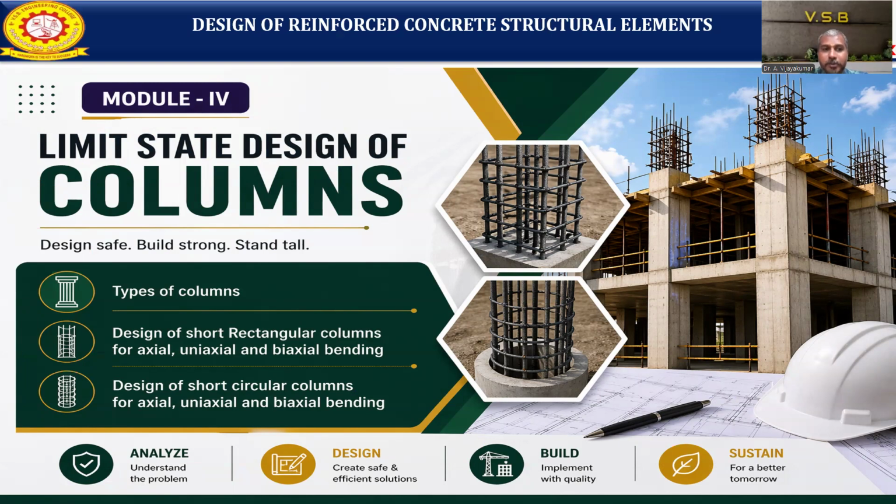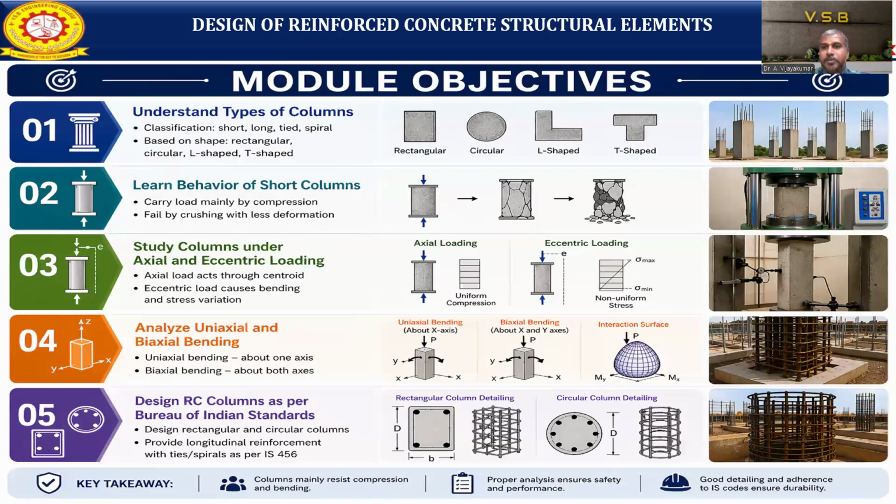Here we are going to discuss the various types of columns and the design of short rectangular columns for axial loading, uniaxial bending, and biaxial bending, and then the short circular column for axial, uniaxial, and biaxial bending. We are going to discuss that in this module 4. So, what is the main objective of this module 4?